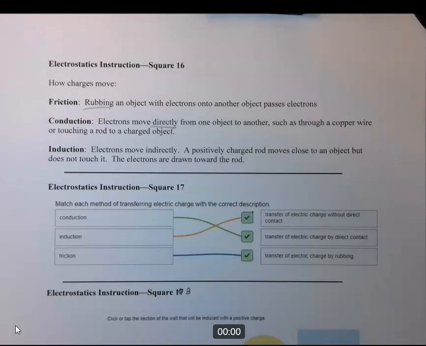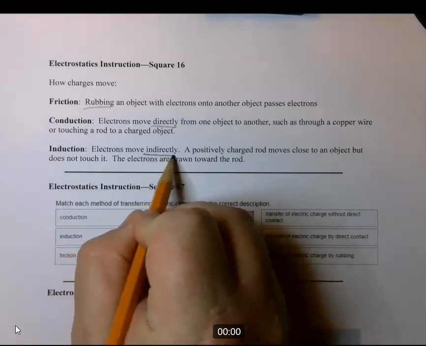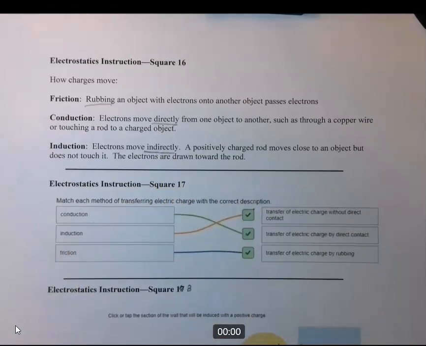And finally, induction. Electrons move indirectly. The key word is indirectly. A positively charged rod moves close to an object but does not touch it. The electrons are drawn toward the rod. Again, it's the way a fan works. The electricity comes into the fan from the wall. Now, there's power there, but how does it get across to the blade, the rotor part where the blades are turning? You can't have wires going over there, or they'll get all tangled up when the blade turns around. So the answer is they have to do it indirectly, and they pass the electrons on to that fan blade. And we'll talk about induction later with magnets.